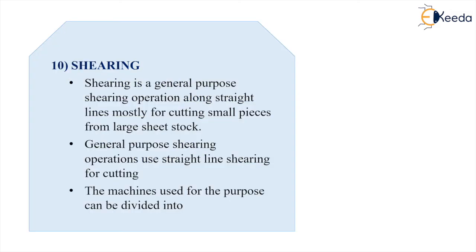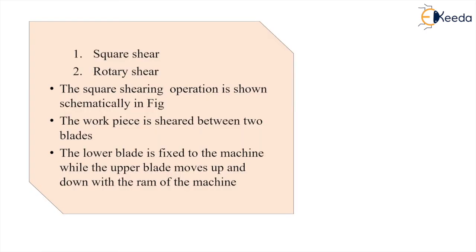Then the shearing. Shearing is a general purpose shearing operation along a straight line, mostly for cutting small pieces from a large sheet stock. So we are having large sheet stock, from that we want small pieces. So the general purpose shearing operation uses straight line shearing for cutting, and the machines used for the purpose can be divided into the square shear or the rotary shear.